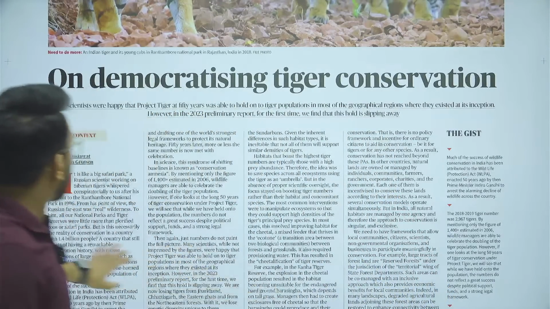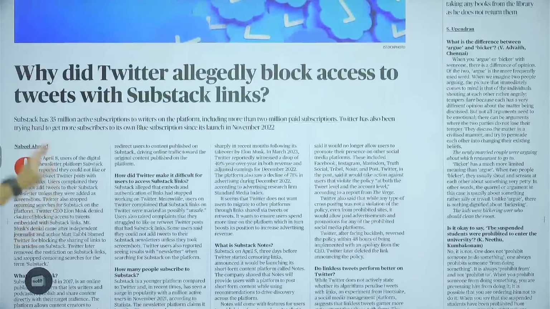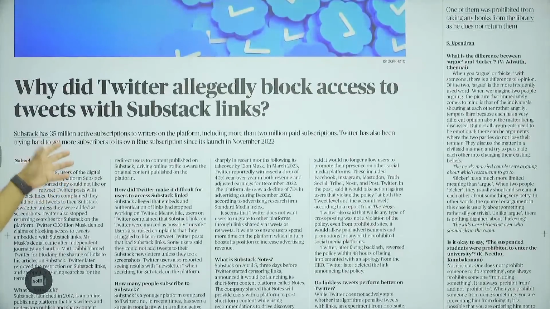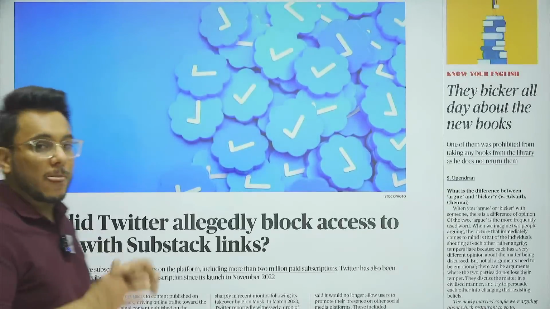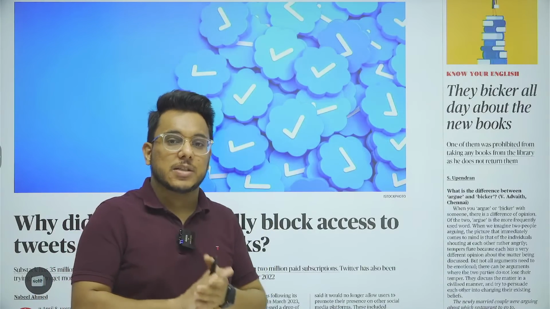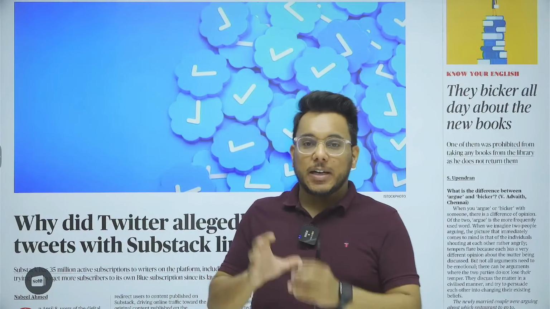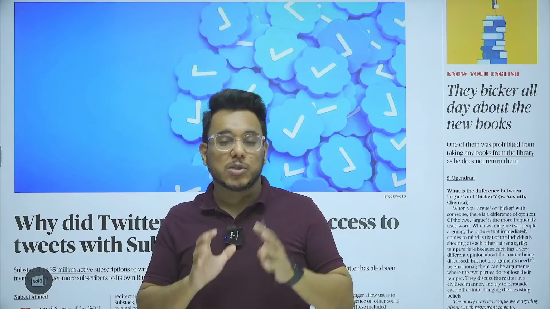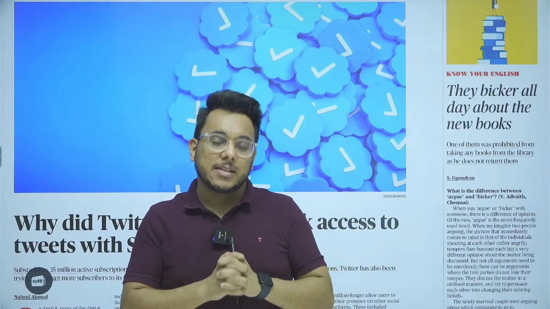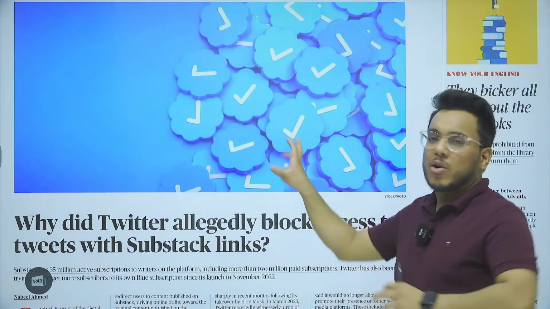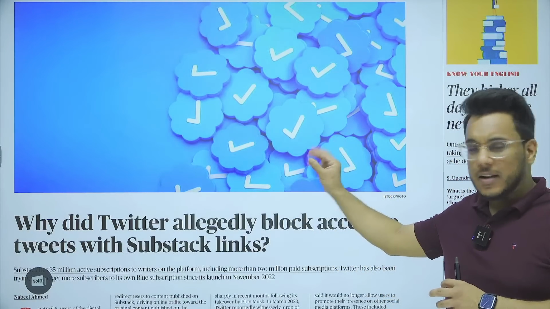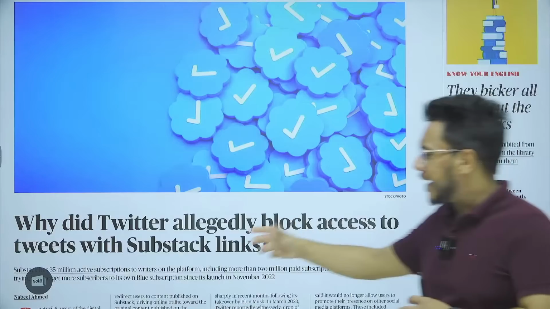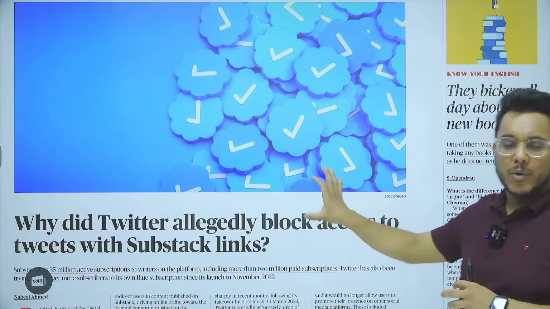Then further moving on, why did Twitter allegedly block access to tweets with Substack links? Basically, guys, Substack is a platform on which many authors and publishers are present. If a tweet has a Substack link, then access to those particular tweets has been restricted. Now this particular controversy is going on. However, for examination, we don't have much substance here.